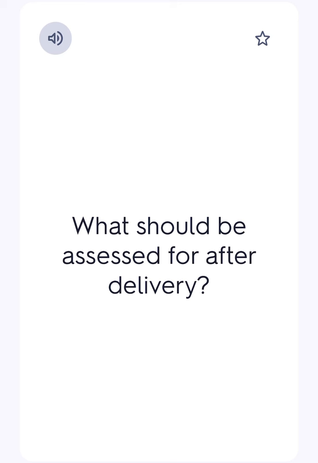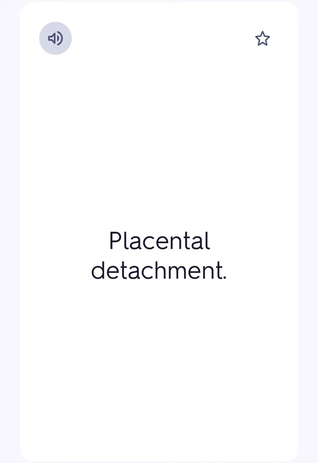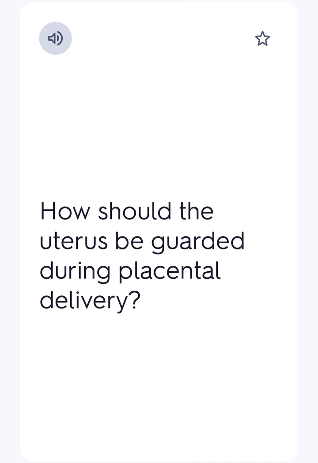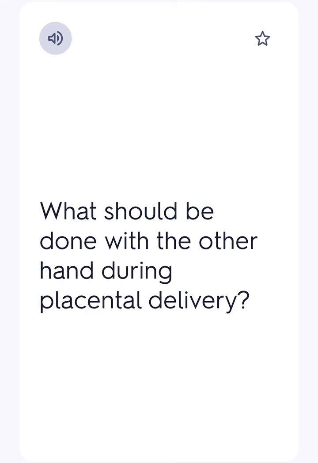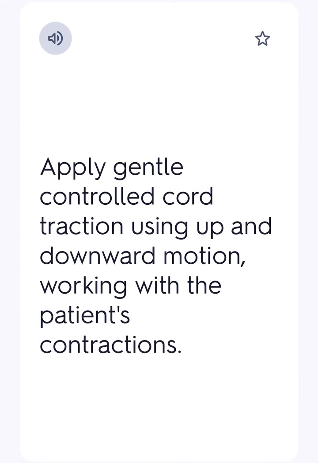What should be assessed for after delivery? Placental detachment. How should the uterus be guarded during placental delivery? Place a hand on the lower portion of the abdomen, just above the symphysis pubis in a cup position. What should be done with the other hand during placental delivery? Apply gentle controlled cord traction using up and downward motion, working with the patient's contractions.